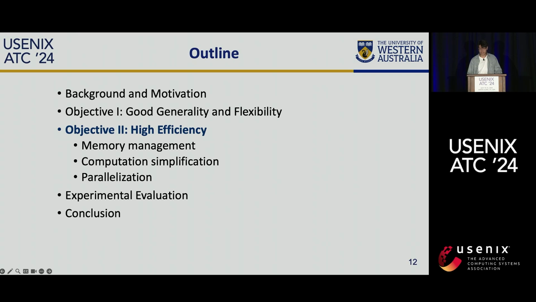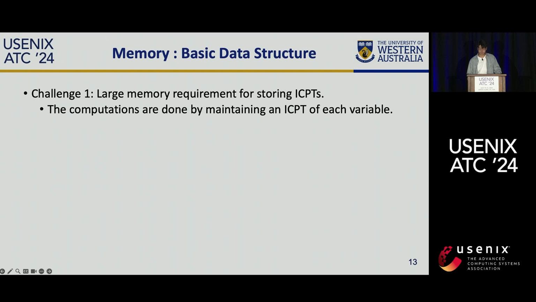Besides generality and flexibility, our second objective is high efficiency. I will talk about it in 3 steps. So the first one is memory management. Recall that the computations of the algorithms are based on the importance function, and recall that here the importance function is a probability distribution and can be decomposed into local ICPTs. So actually, the computations are through maintaining an ICPT of each variable.